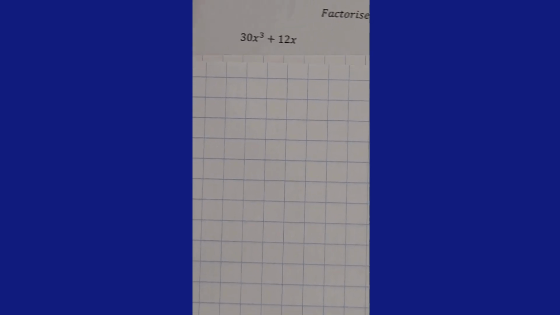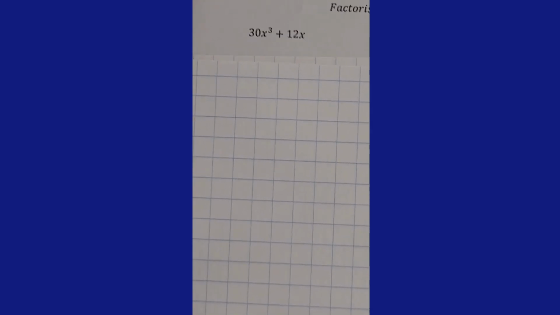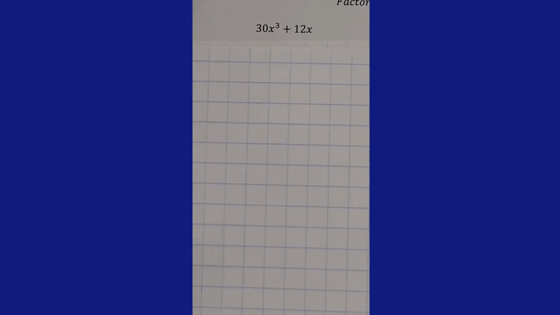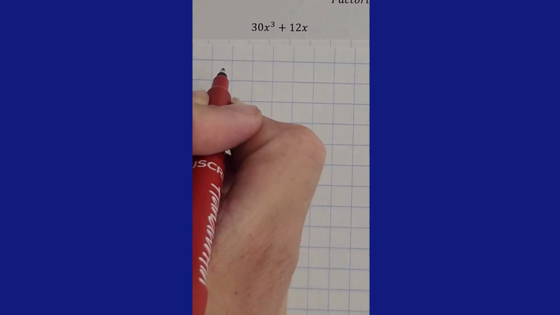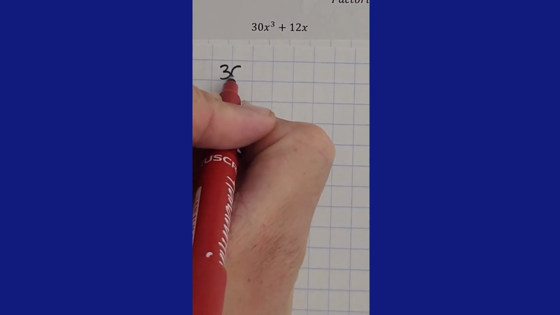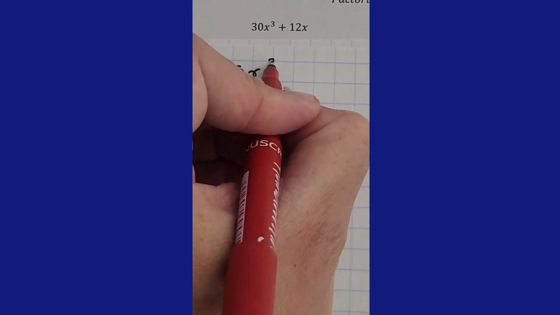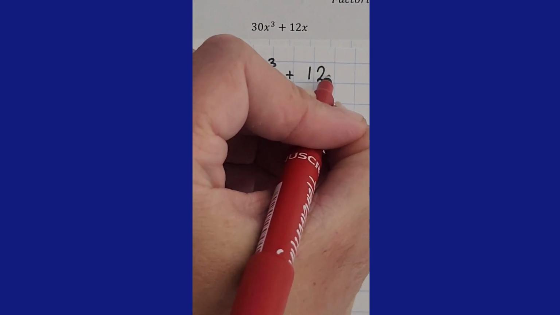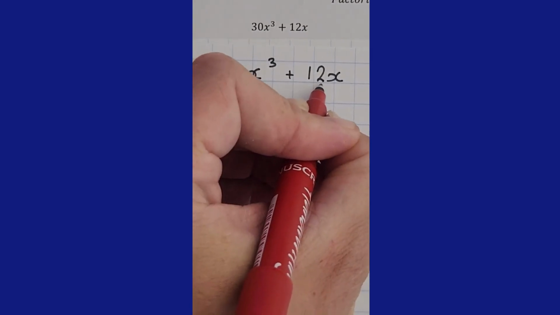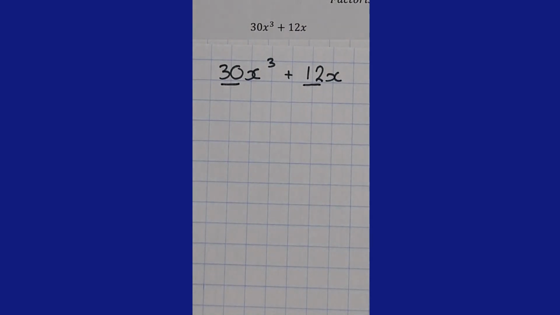Now, in terms of upping the difficulty a little bit, what about this one? I've chosen this one because what you'll find is it's making sure we pick the biggest factor. So 30x cubed plus 12x. So we're going to look at those numbers first. 30 and 12. What is the biggest times table they're both in? What is the biggest factor of 30 and 12?